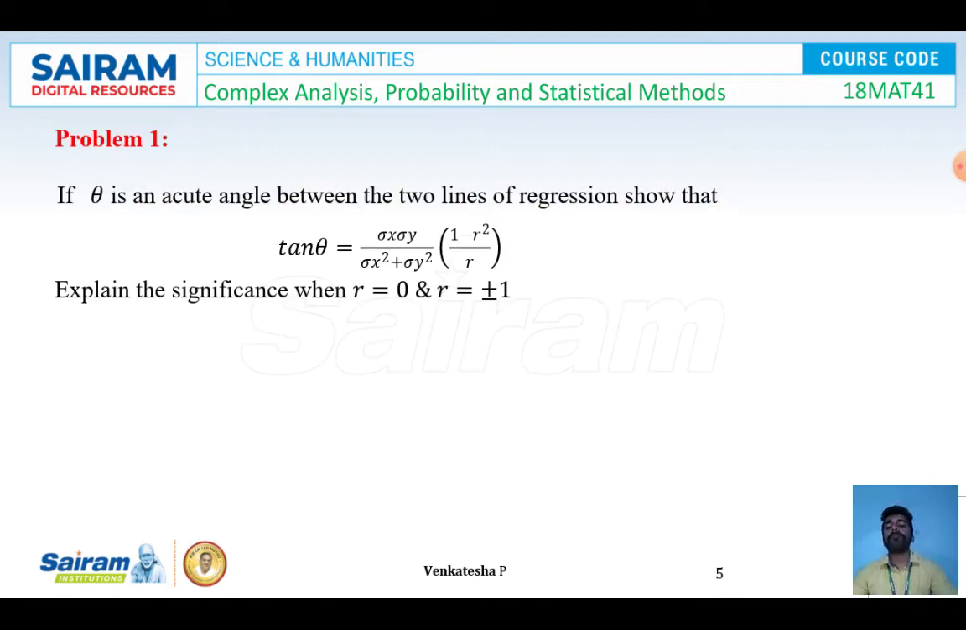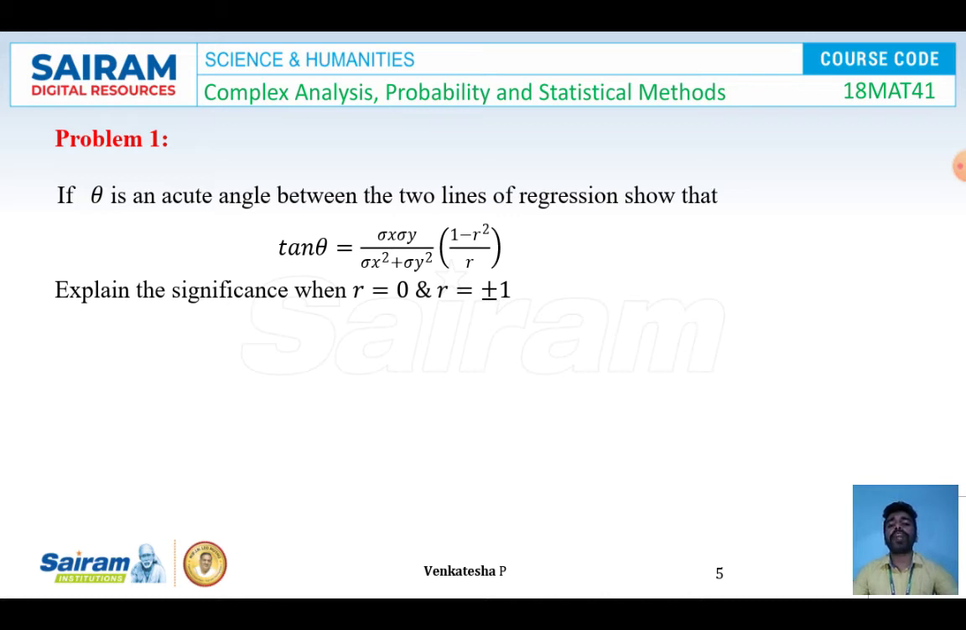Problem number 1. If theta is an acute angle between the two lines of regression, show that tan theta is equal to sigma x into sigma y divided by sigma x square plus sigma y square into 1 minus r square by r. Explain the significance when r is equal to 0 and r is equal to plus or minus 1.